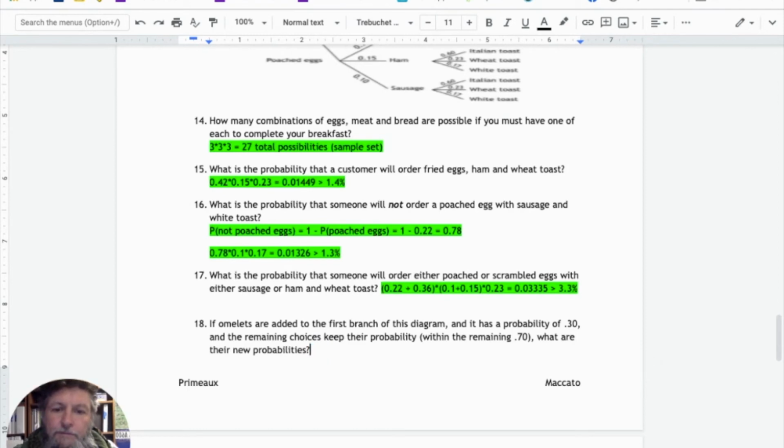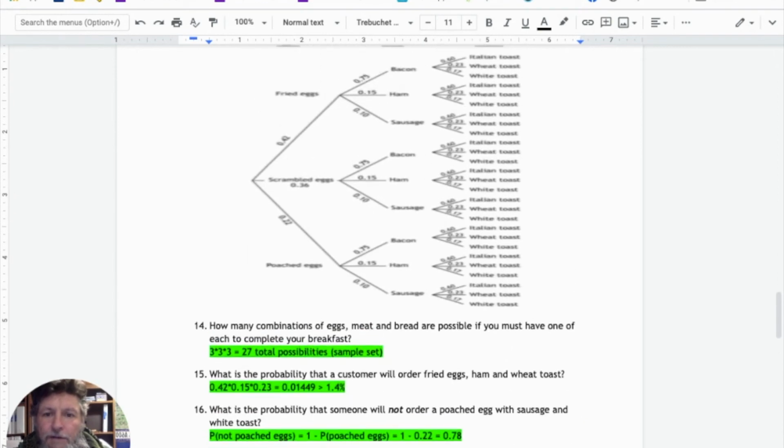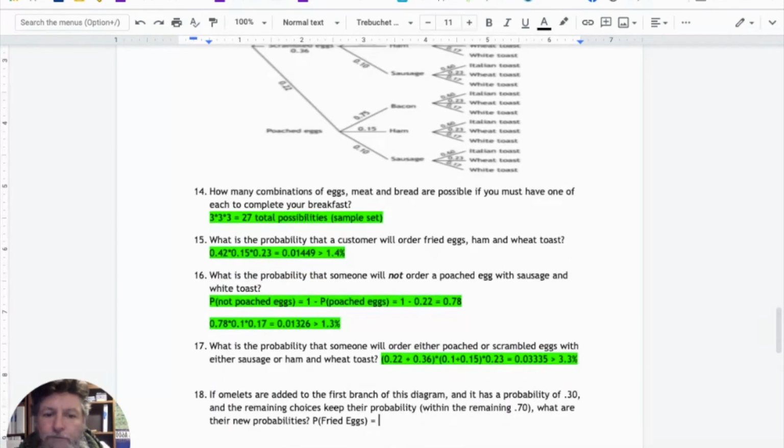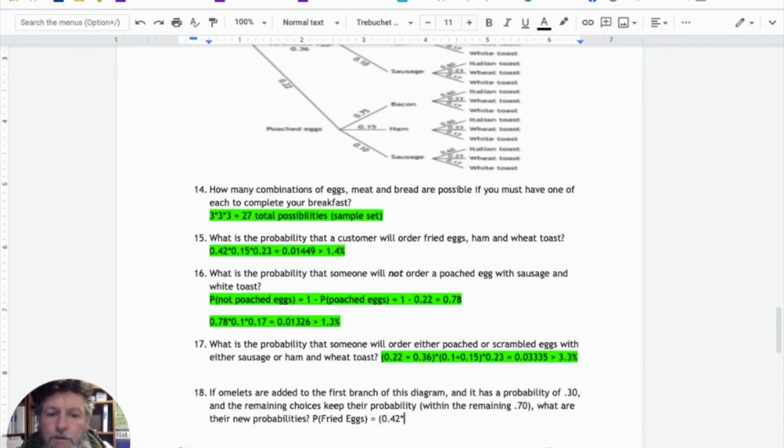So the probability of, let me get this away from there. We have scrambled, fried, and poached eggs that are left, right? Yeah, fried, scrambled, and poached. So probability of fried eggs equals whatever its probability is times 0.7. So 0.42 times 0.7, because we only have 70% left. So this is really simple. This becomes very easy. 42 times 0.7. Now the probability is 0.294.